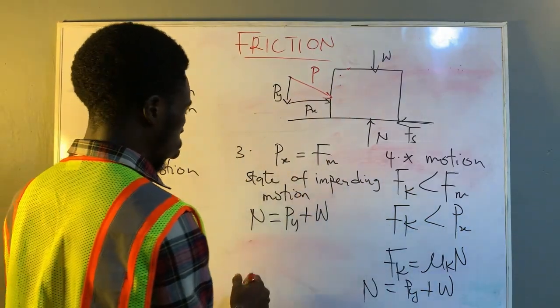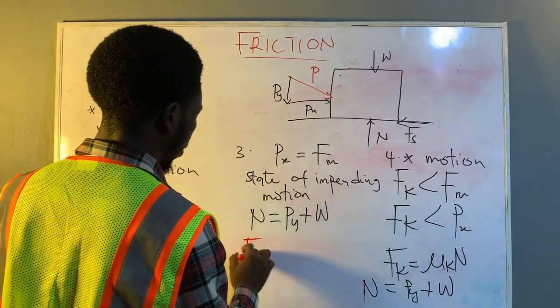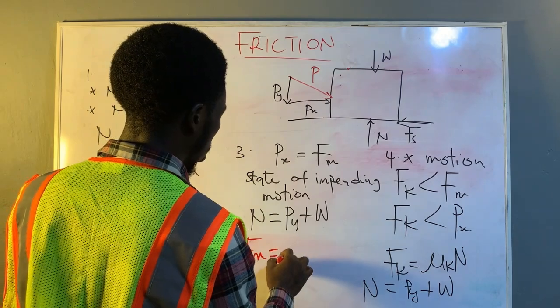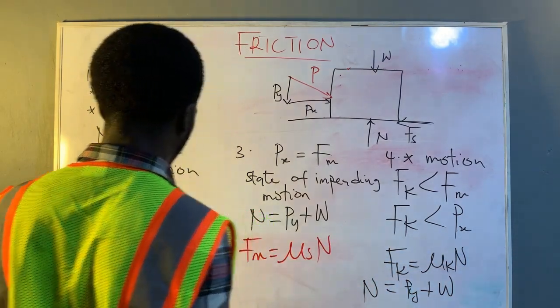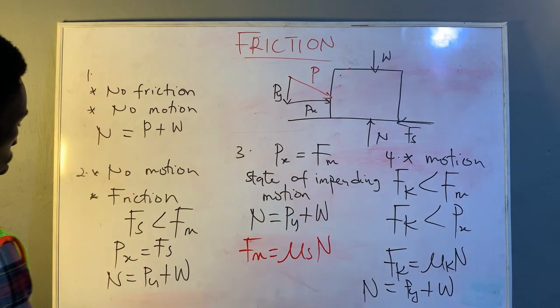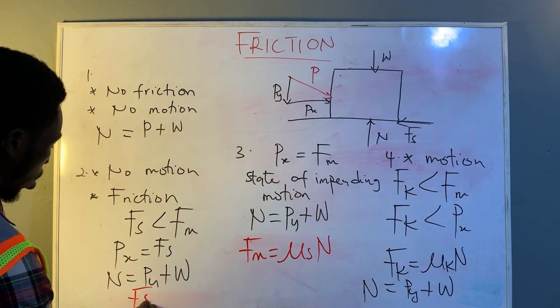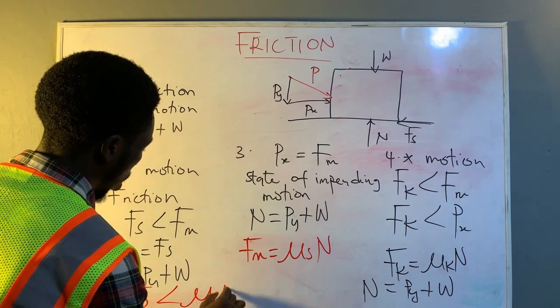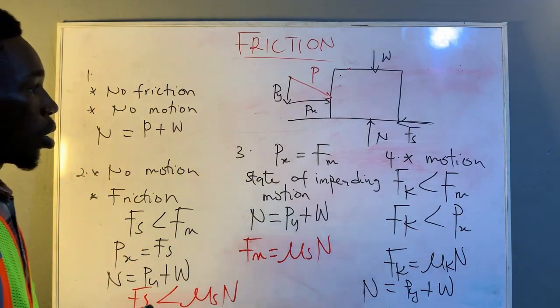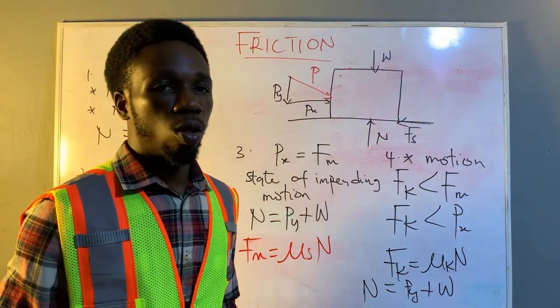And over here too, the maximum friction is equal to the coefficient of static friction times the normal reaction. And the static friction is less than the coefficient of static friction times the normal reaction. Okay, that's all for introduction to friction.